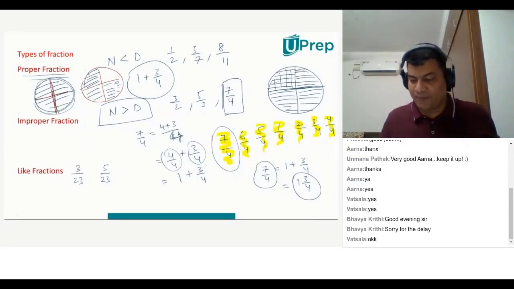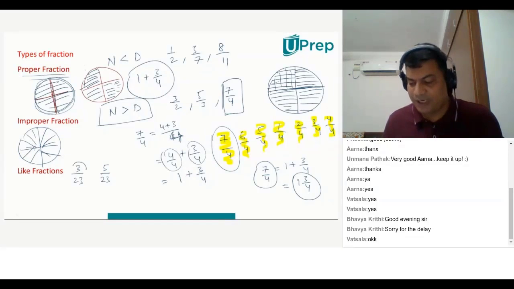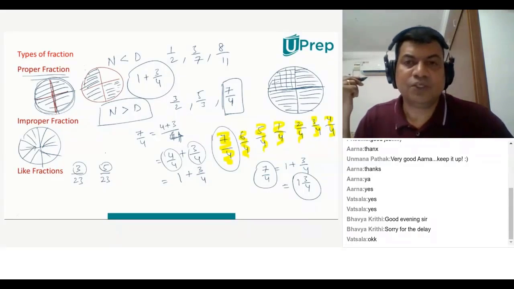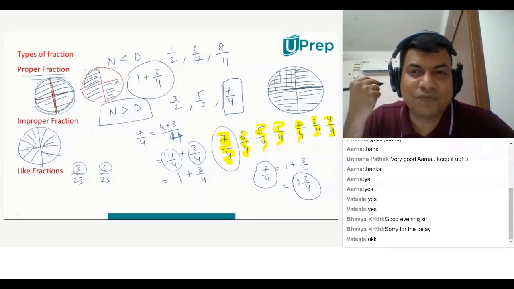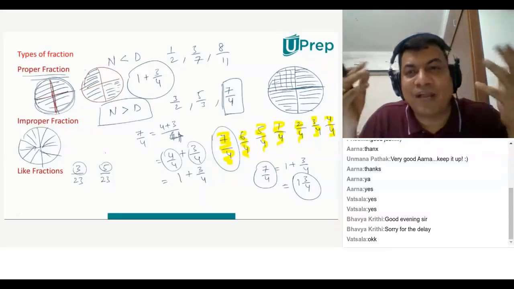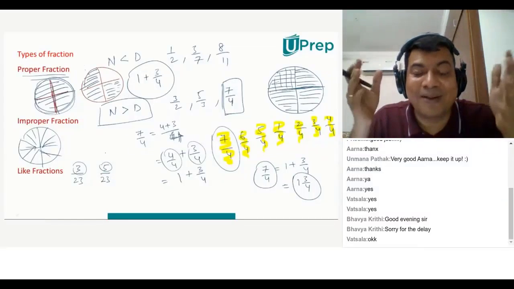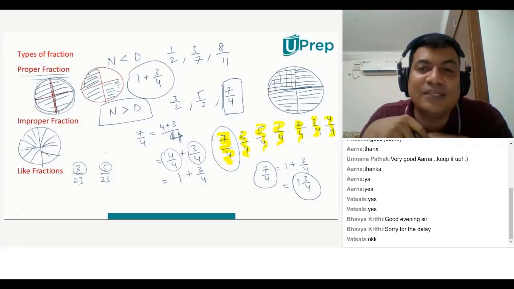Just imagine you have a pizza once again. That pizza is divided into, say, 23 equal parts. How, I don't know, but let's assume they have divided into 23 equal parts. So we have 3 parts out of 23 parts, and 5 parts out of 23 parts. Would you prefer taking 5 pieces of pizza and say, hey, I have more of the pizza? You'll be happy to get 5 pieces rather than 3 pieces. Unless you don't like pizza, that's a different story. Otherwise, you would prefer taking 5 out of 23 rather than 3 out of 23.